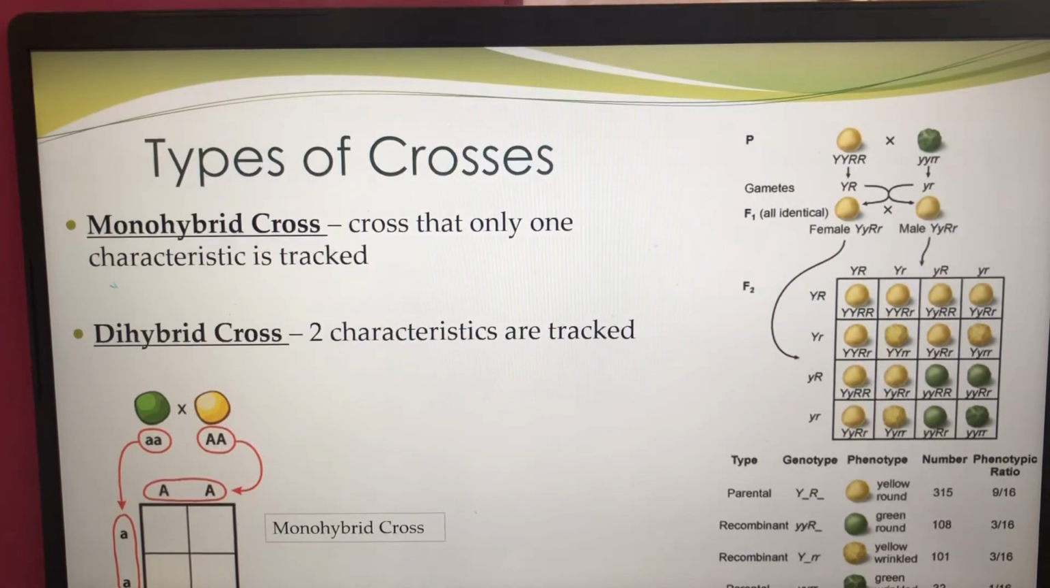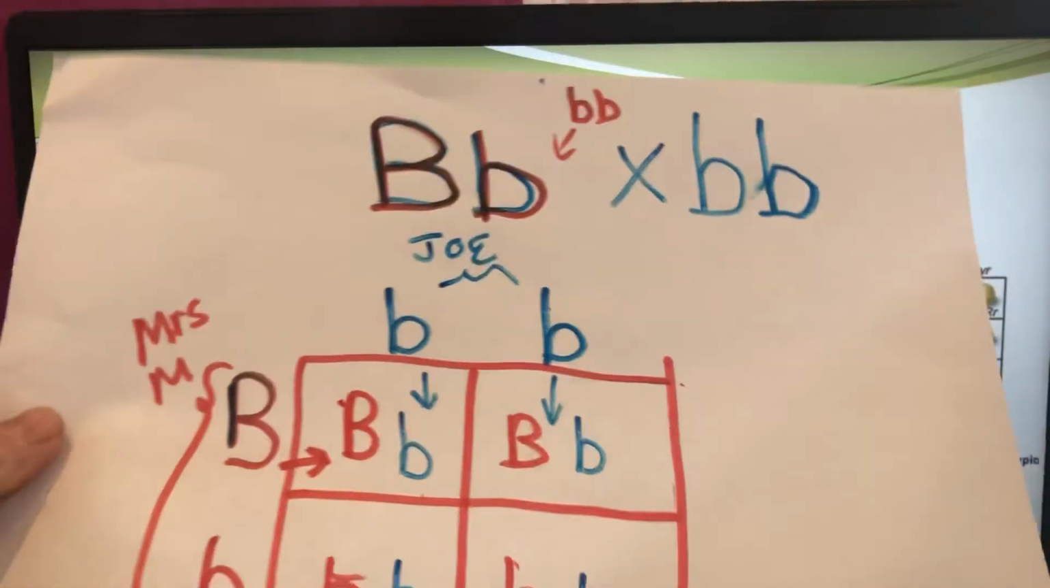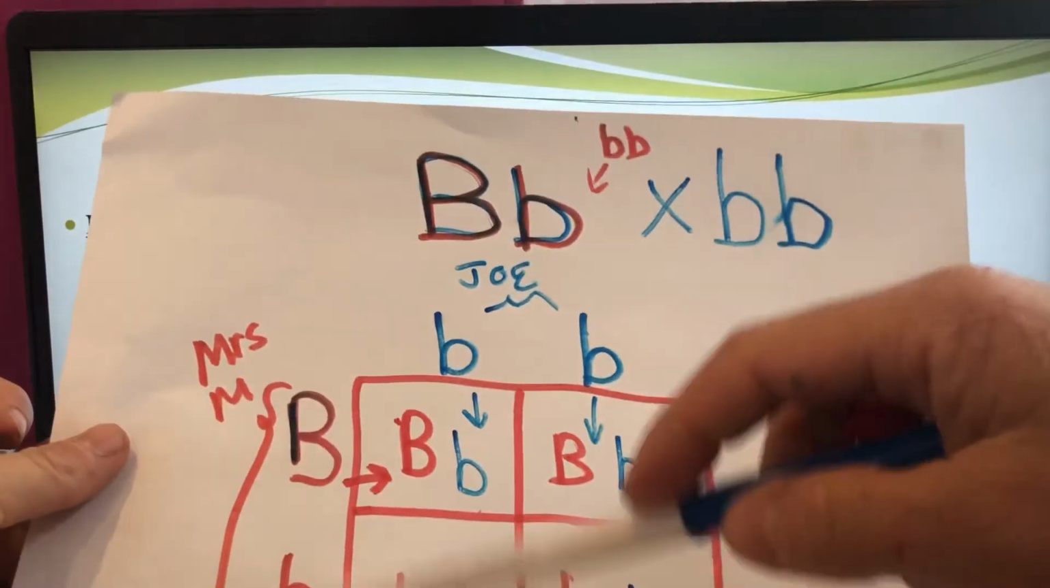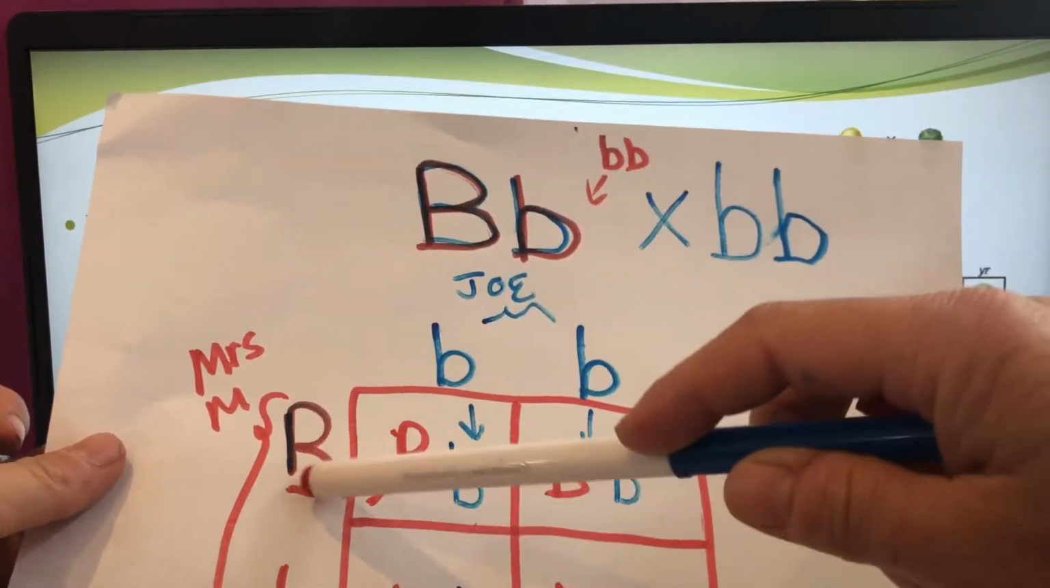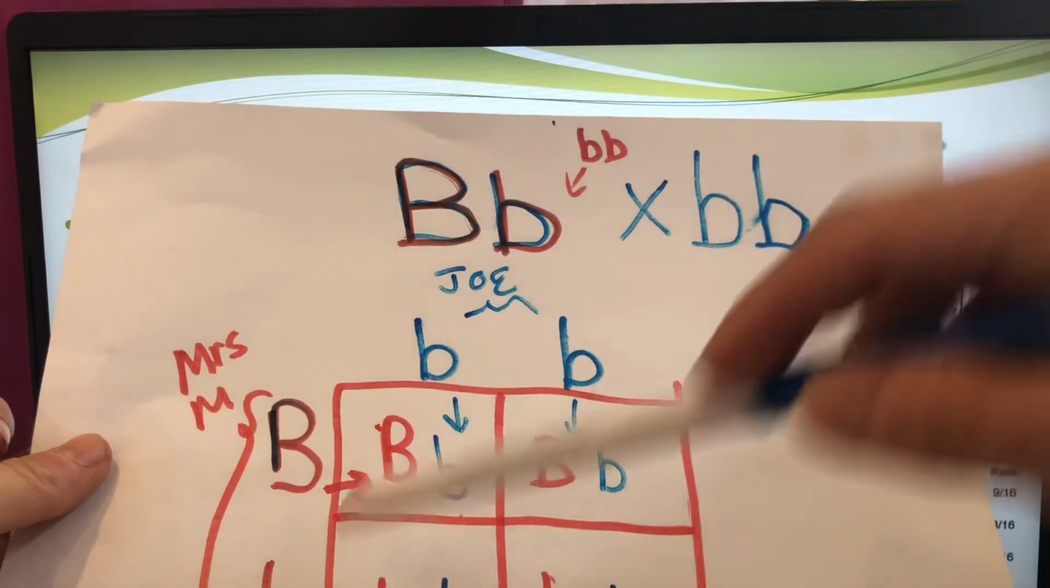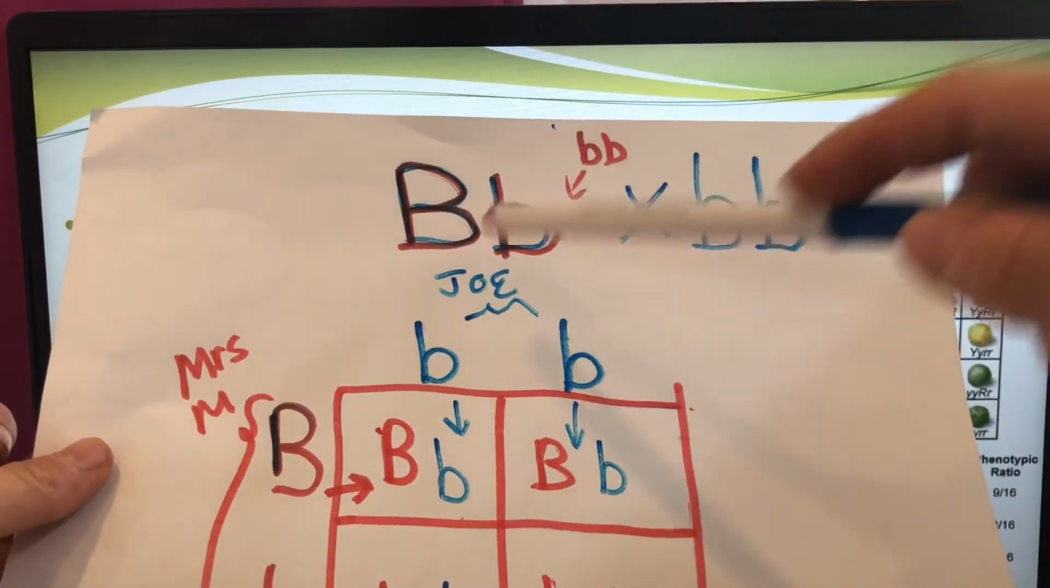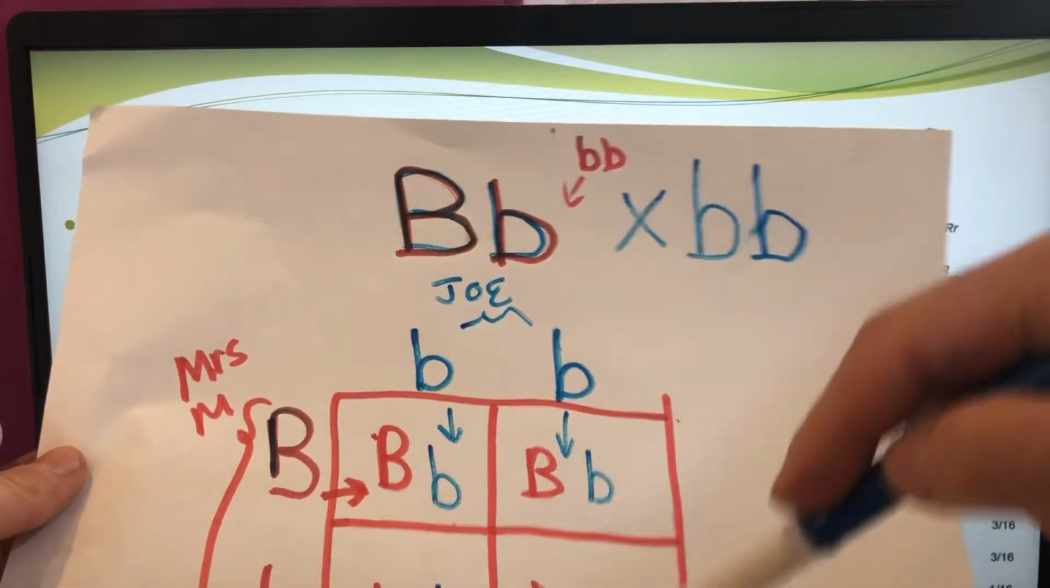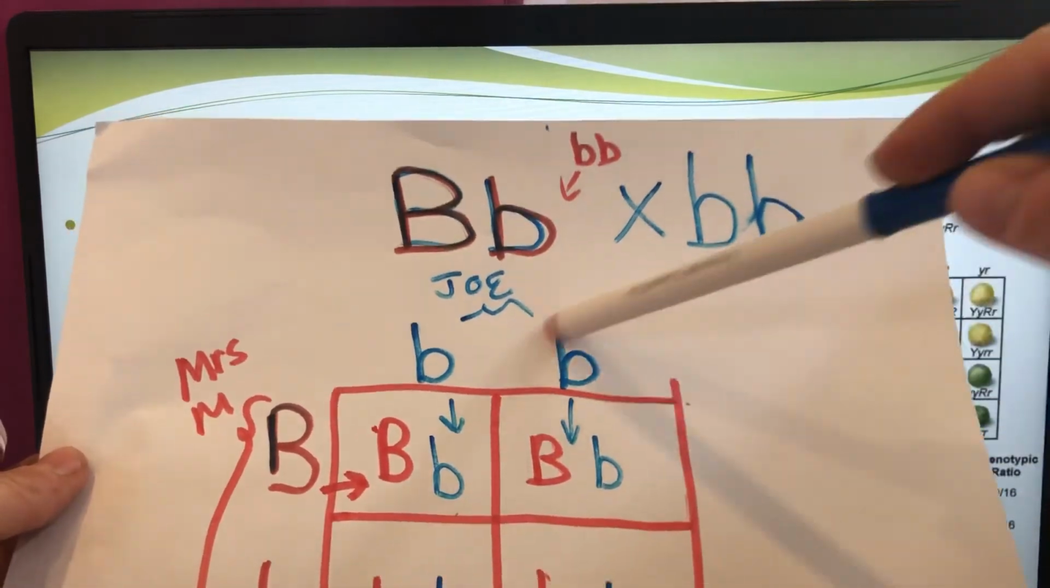And I'm just going to fill this out a little more. Okay, so here we are. Here's Miss Montesano's genes, big B, little b. They went across, so the big B went across, the little b went across. Here are my husband's genes, they went down. So these are the offspring that we could have.